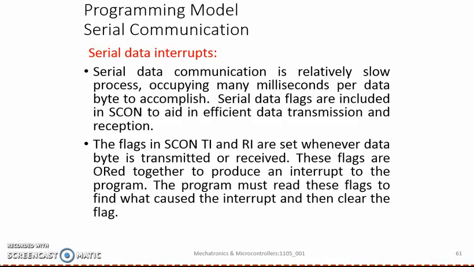So serial data communication is relatively a slow process. So we have the data flags which are included in the serial control register to help us in efficient data transmission and reception. The flags in the serial control register, that is TI and RI, are set whenever the byte is successfully transmitted or received. They are all together to produce an interrupt to the program. The program is supposed to read the flags, find what caused the interrupt, and then clear the corresponding flag.